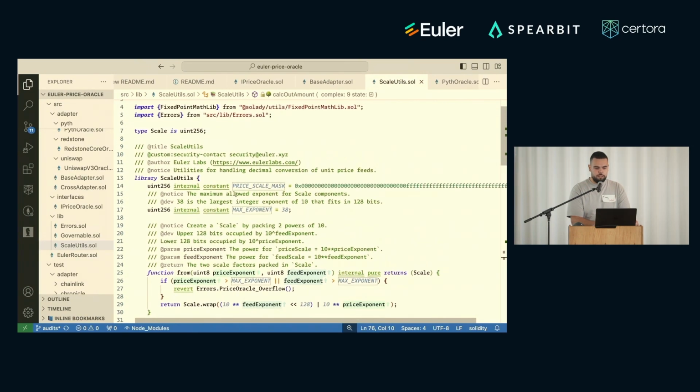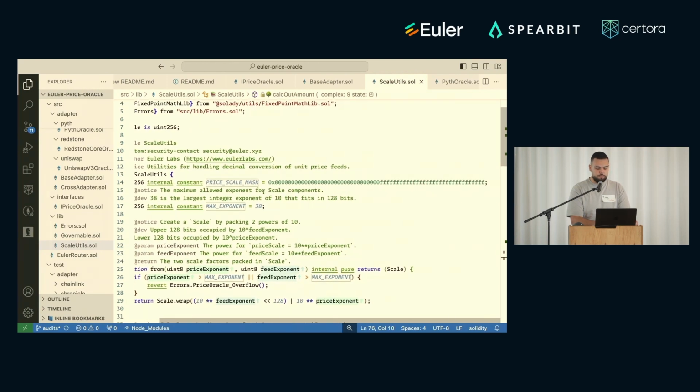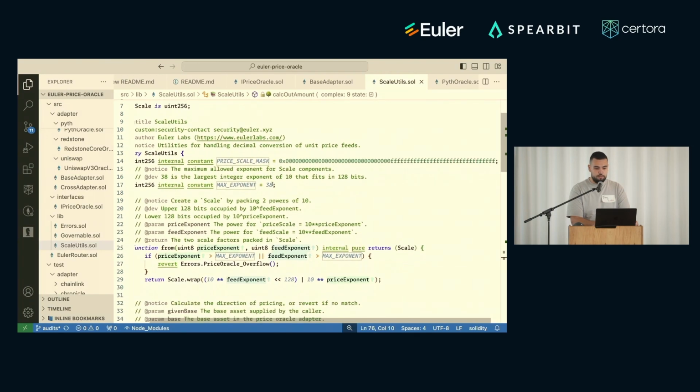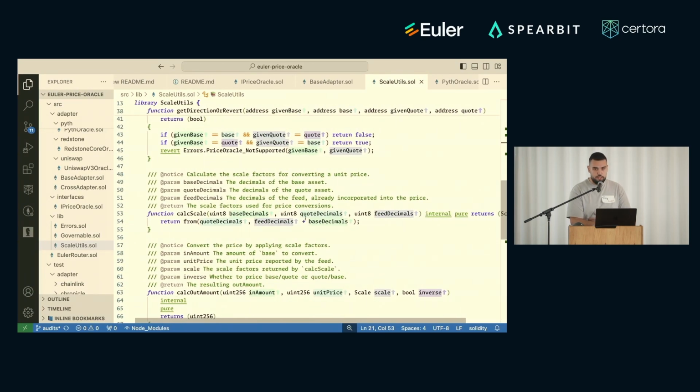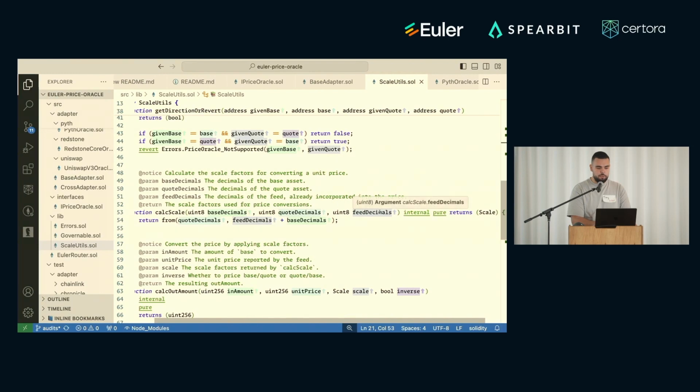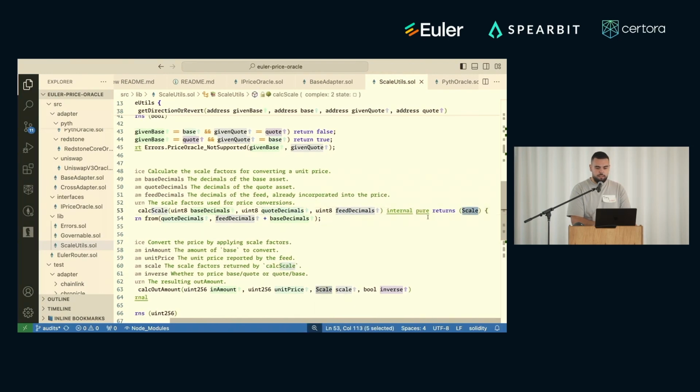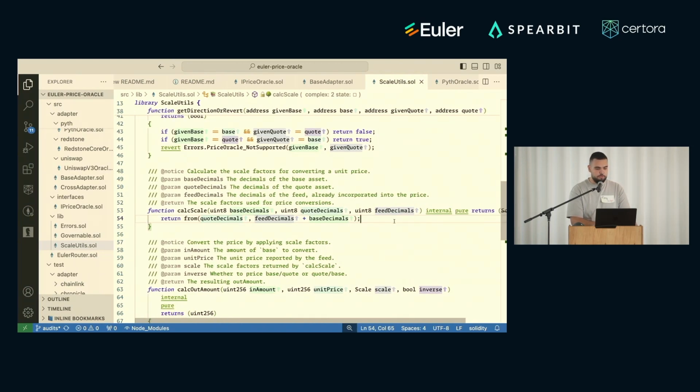This is sort of gas optimized, so we have a custom type that is going to contain two components, the price scale and the feed scale. And yeah, you'll see the adapters call this calculate scale method with the decimals, and it will return a scale that it puts in the immutable variables.